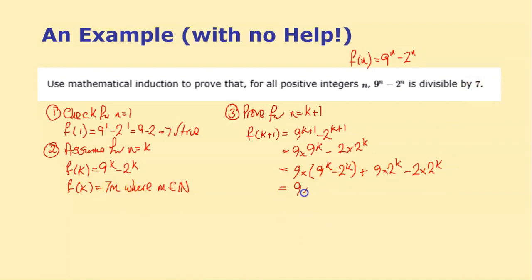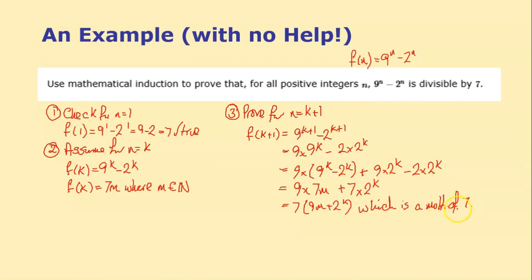So this can now be written as 9 times 7m plus 7 times 2 to the k. 7 comes out as a common factor, common multiple, and that therefore goes 9m plus 2 to the k, which is a multiple of 7. That's me being lazy, writing multiple of 7.